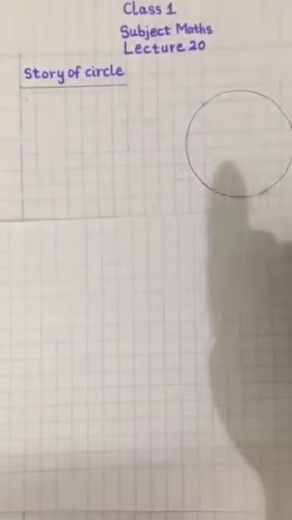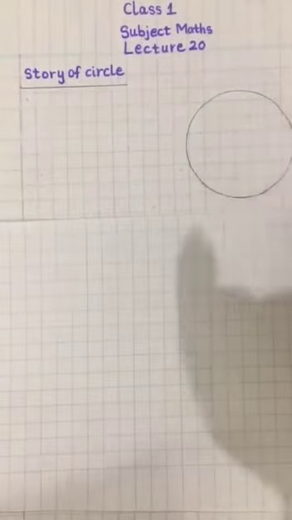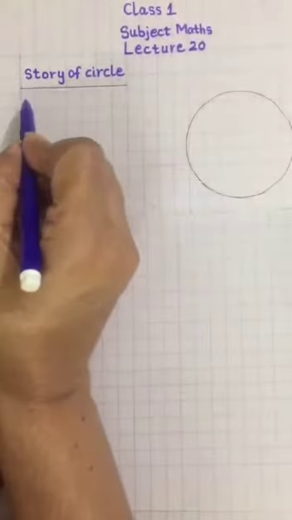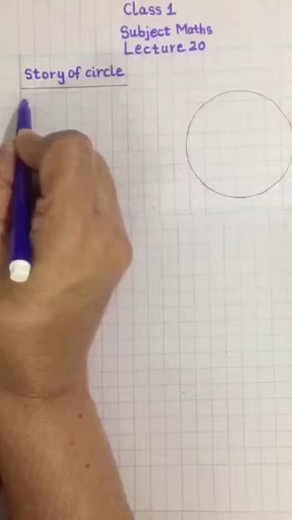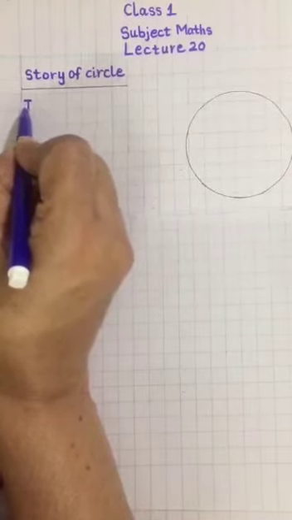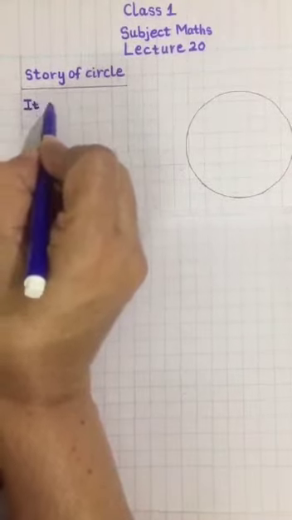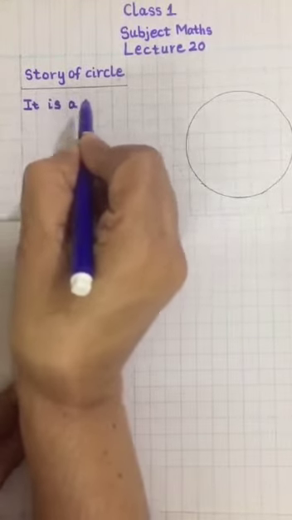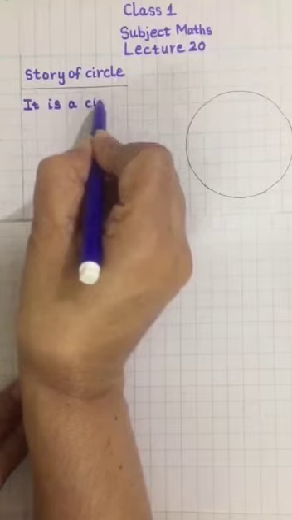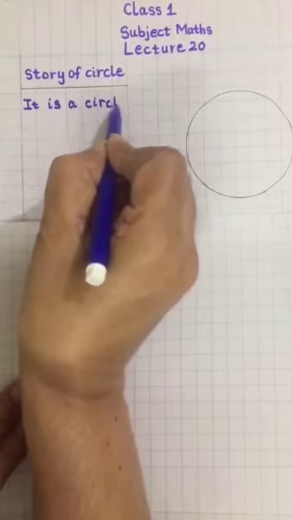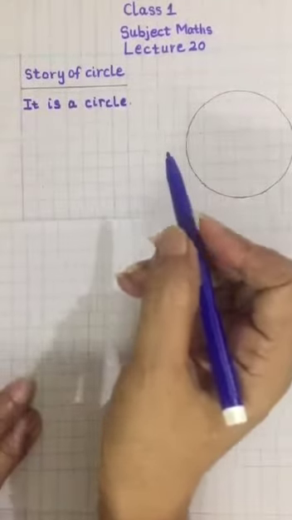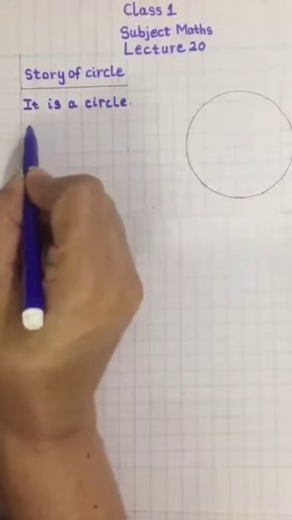So which shape is this? It is a circle. First I will write, it is a circle. It has no corners, leave one block.